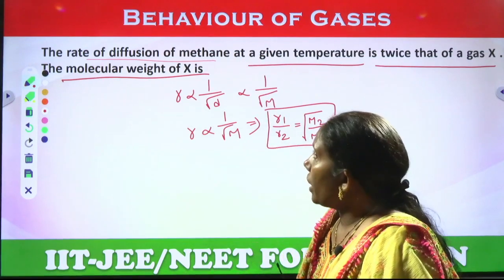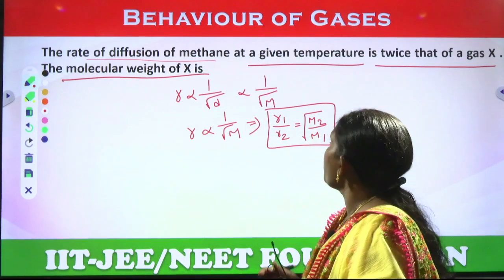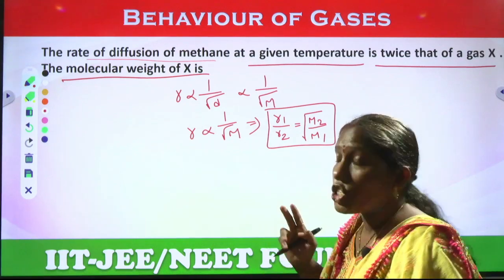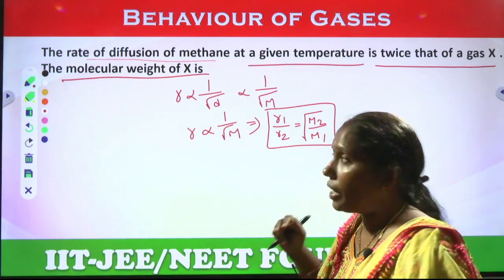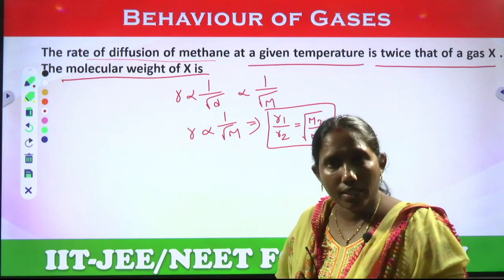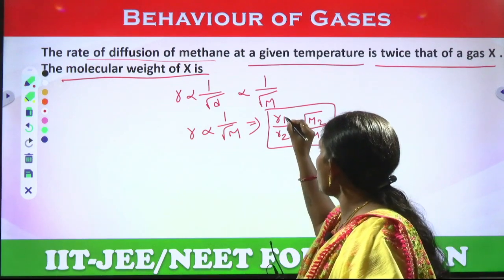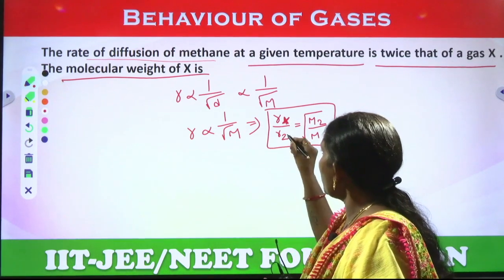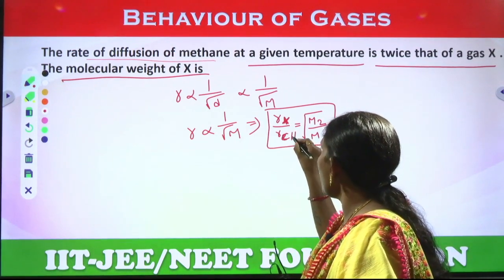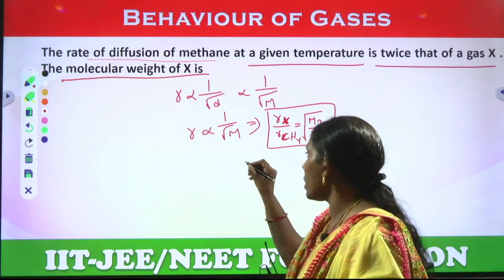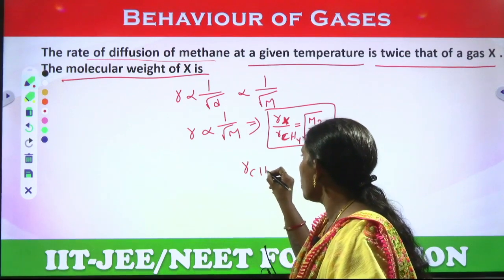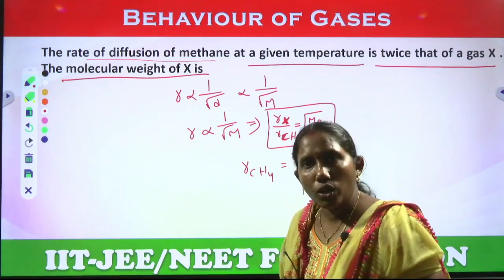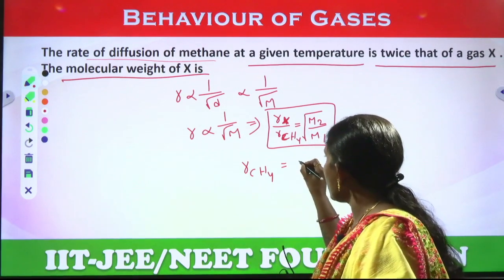Okay, the rate of diffusion of methane at a given temperature is twice that of rate of diffusion of gas X. Means first one you consider as X, second one you consider as methane or CH4. Otherwise first gas you consider as RCH4. Suppose RCH4 rate of diffusion is considered as A.